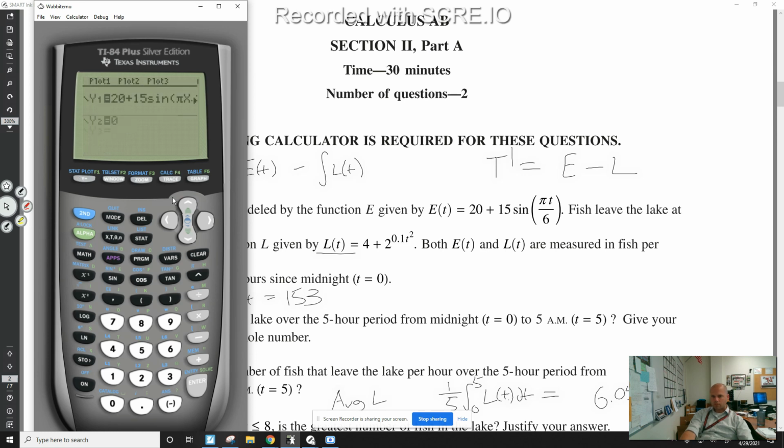A little concerning. 20 plus 15 rating mode. Make sure you're ready. 20 plus 15 sine pi t over 6 minus 4 plus 2 to the 0.1 t squared.